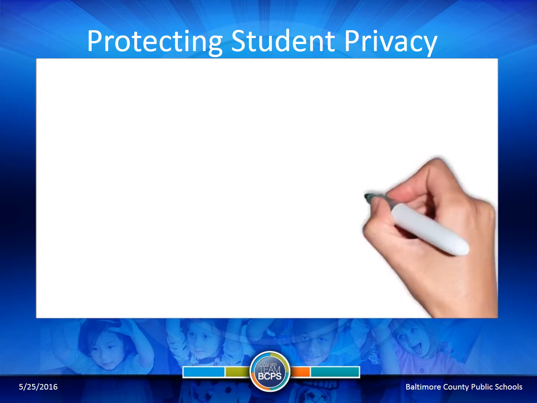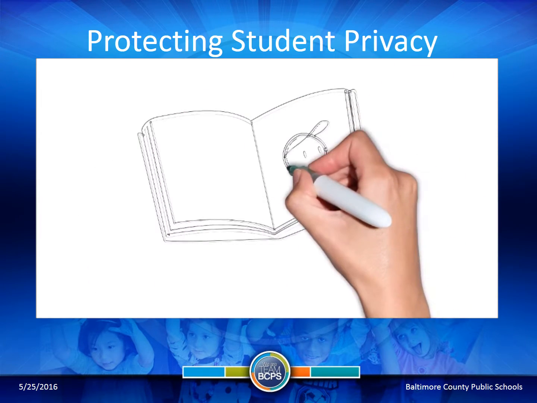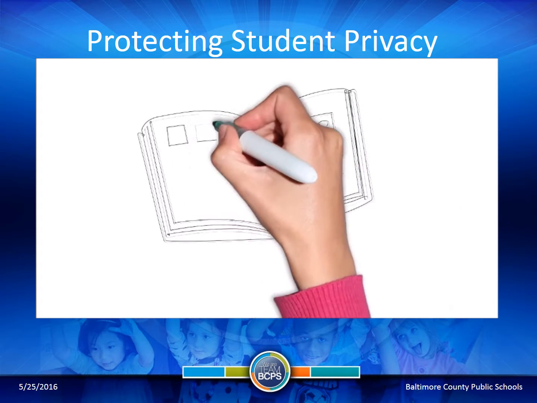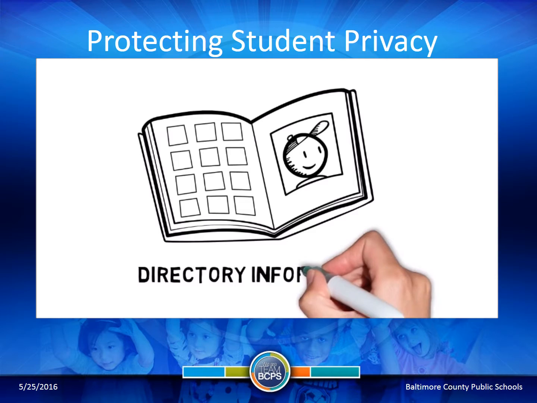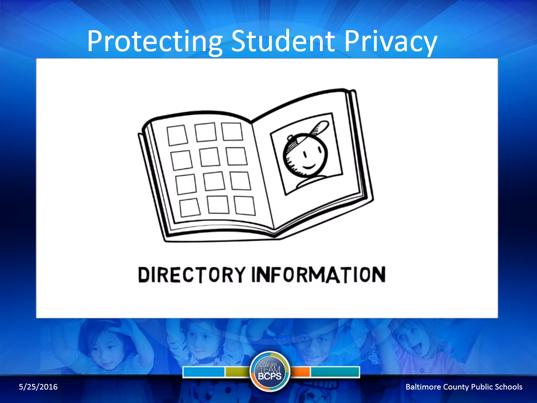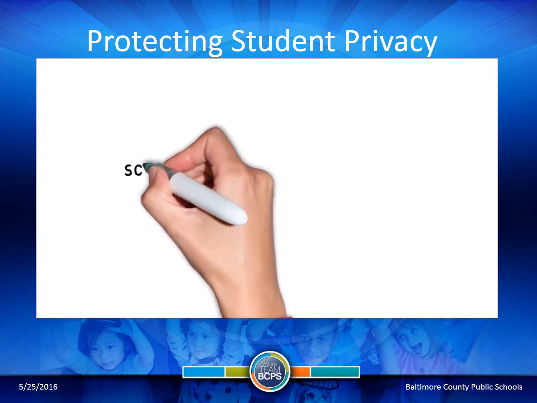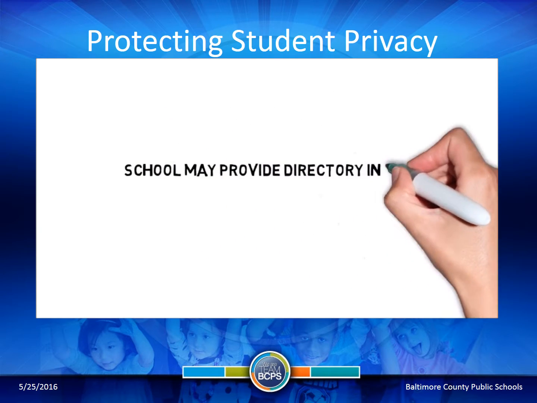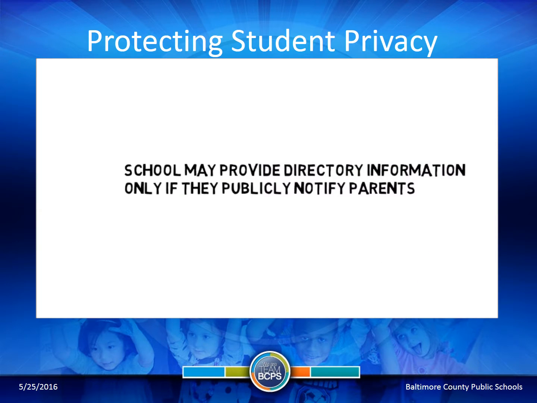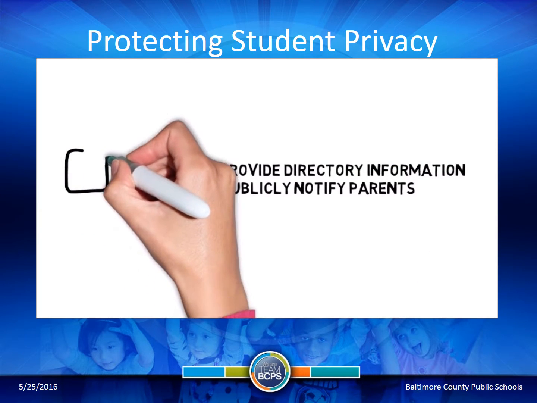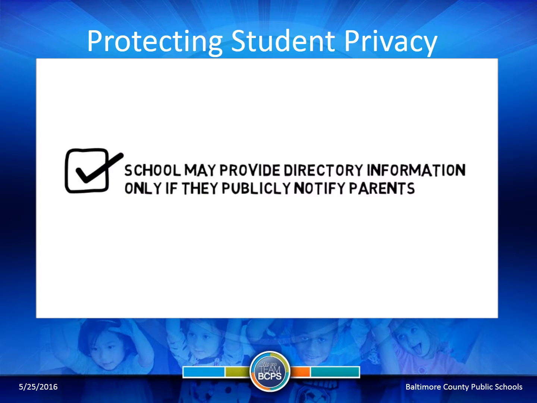FERPA may allow schools to disclose certain information, like students' name, date of birth, or photos, without consent as directory information. This is often done in school yearbooks and athletic programs. A school may provide directory information without consent to third parties, such as service providers, only if they publicly notify parents about its directory information policy.